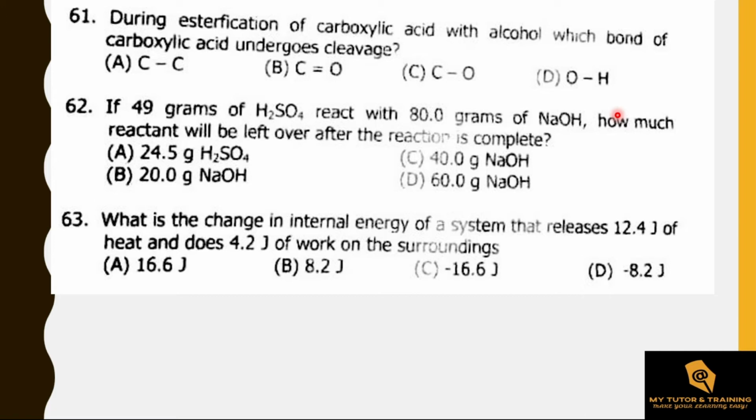Question number 63. What is the change in internal energy of a system that releases 12.4 joule of heat and does 4.2 joule of work on the surrounding?